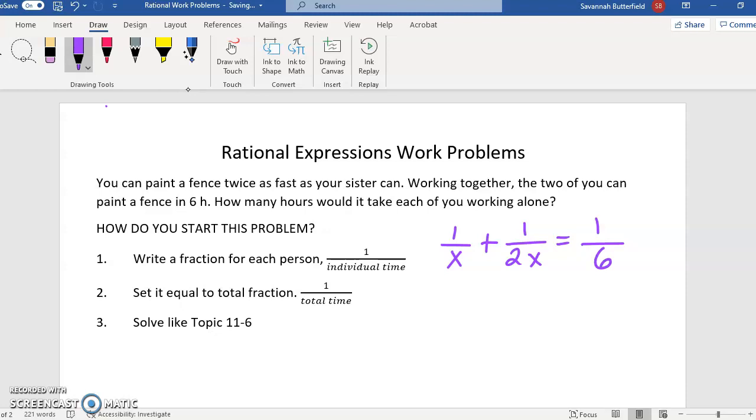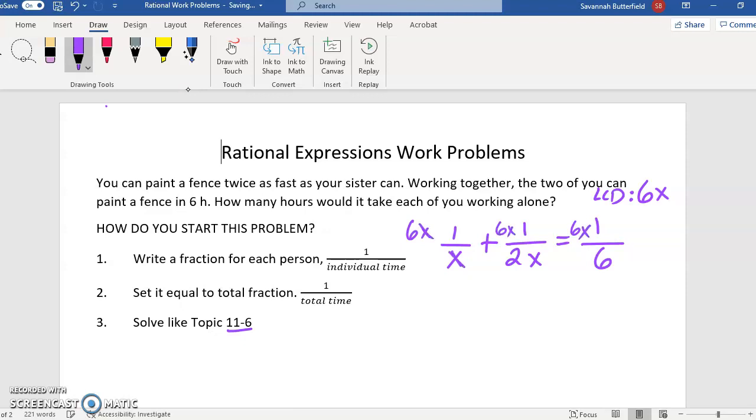And then you notice this looks very similar to an 11.6 problem. And so we would solve this just like we would for 11.6. So we would start by finding our least common denominator. So at least 2 of them share an x. And then we have a 2 and a 6. The least common multiple of 2 and 6 is 6. So we would then multiply each of these by 6x.